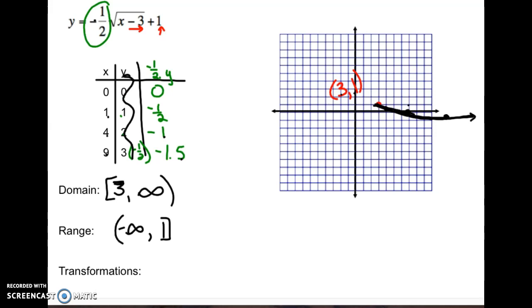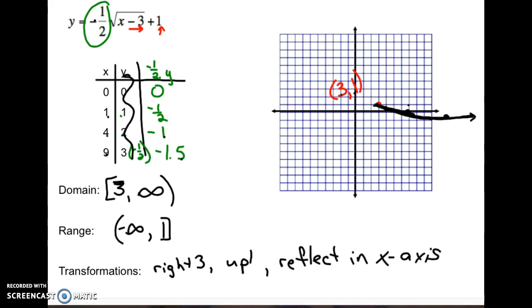The transformations, we are going to translate right 3, up 1, reflect, this is new, in the x-axis. And because we have that 1/2 out front, it's not a vertical stretch, it's a vertical compression of factor 1/2.